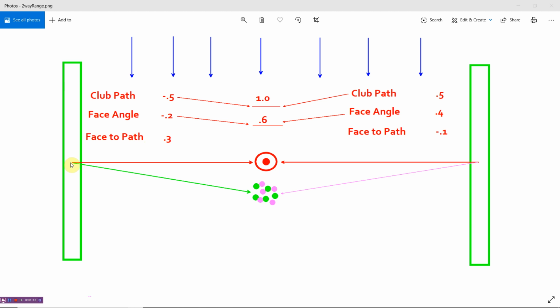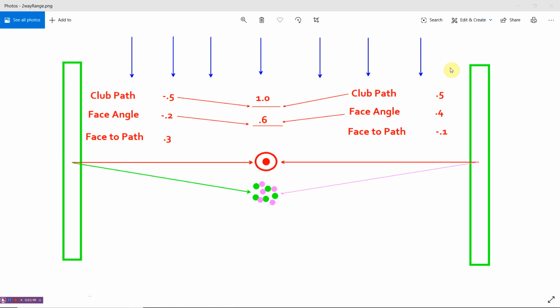Now what was done was they hit 5 shots, okay, with the intention of playing a straight flying shot here at the center. You can see on the left with the left to right wind, okay, so that's a wind pushing this direction. The results of the 5 shots played were right of target. Okay, you can see the results of the club path were negative 0.5 on average, face angle negative 0.2, and face to path 0.3.